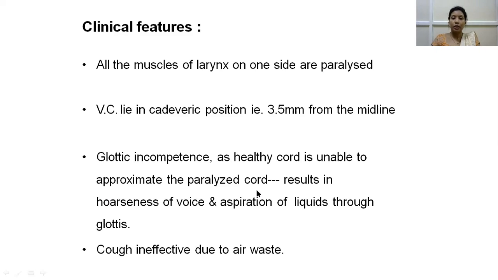So in cases of a unilateral recurrent laryngeal nerve paralysis, we have seen that the cord is in a median or a paramedian position. Even though it is in a paramedian position, the healthy cord can compensate because paramedian from the midline has only a few distance. But in cases of a complete vagus nerve paralysis, this compensation cannot occur because this paralyzed cord is more away from the midline than the paramedian position. So some amount of glottic incompetence is always there.